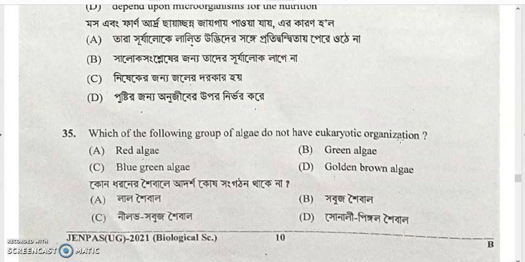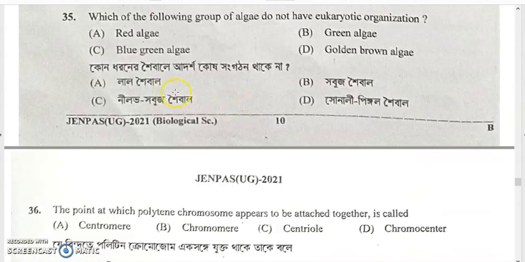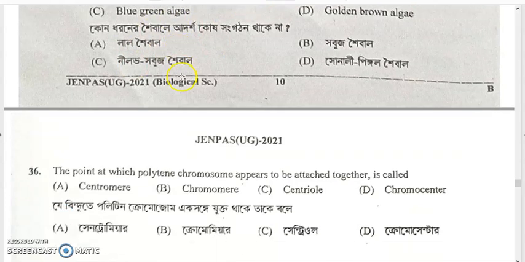So the answer will be blue green algae. It's a bacteria, it's a cyanobacteria. Blue green algae is a cyanobacteria, right? It's a prokaryote, not a eukaryotic organization. So for the question which does not have eukaryotic organization, it will be blue green algae.